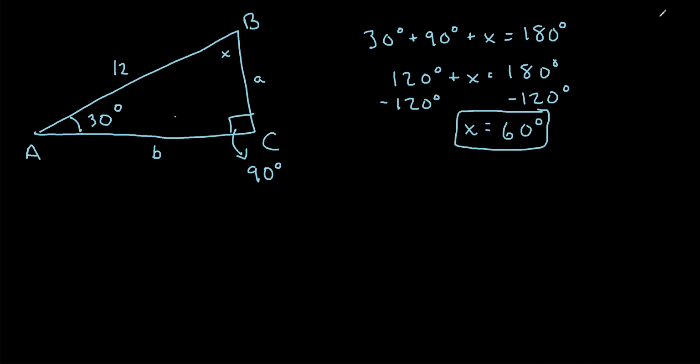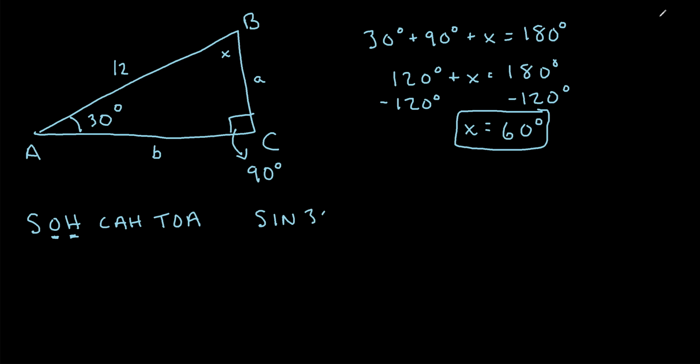So how can we figure out what those are equal to? Well, we're going to have to use our trigonometric functions, so sine, cosine, and tangent. So if you'll recall this acronym, we can use SOHCAHTOA. This tells us, for example, to find the sine of an angle, we just need to take the opposite side divided by the hypotenuse.